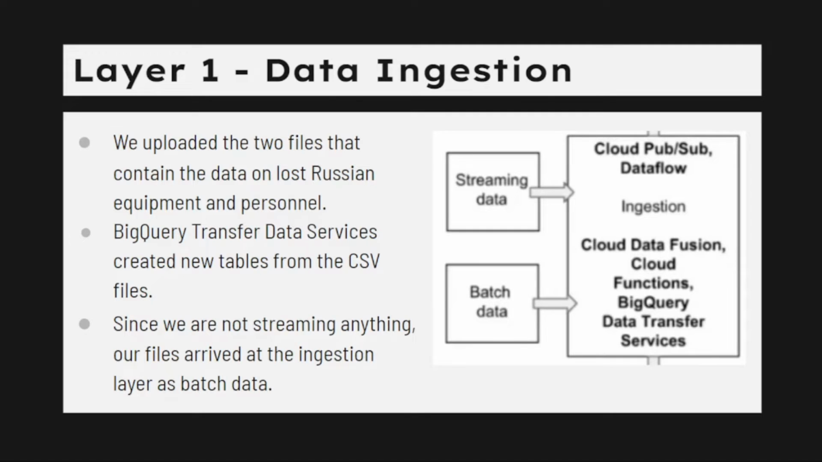So for the first layer, data ingestion, there are 2 ways in which the Google Cloud Platform can ingest data. It's either through streaming data or batch data, and we as a group collectively wanted to focus on batch data. This is where we downloaded 2 CSV files from Kaggle, which focused on Russia's personnel and equipment loss from the current war between Russia and Ukraine.